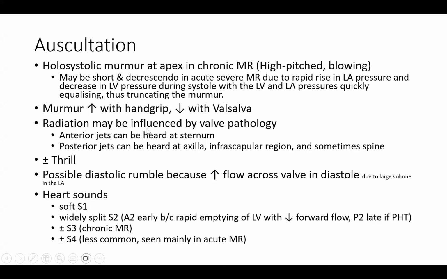So the murmur is dynamic. It increases with handgrip because we're increasing peripheral resistance, so there's more turbulence, and it decreases with Valsalva because we've decreased venous return, so kind of decreasing the volume. And typically we know that MR murmurs radiate to the axilla. But if we have an anterior jet, rather than radiating to the axilla, it radiates to the sternum, to the base of the heart, close to the sternum. And it might even sometimes be mistaken for an aortic murmur.